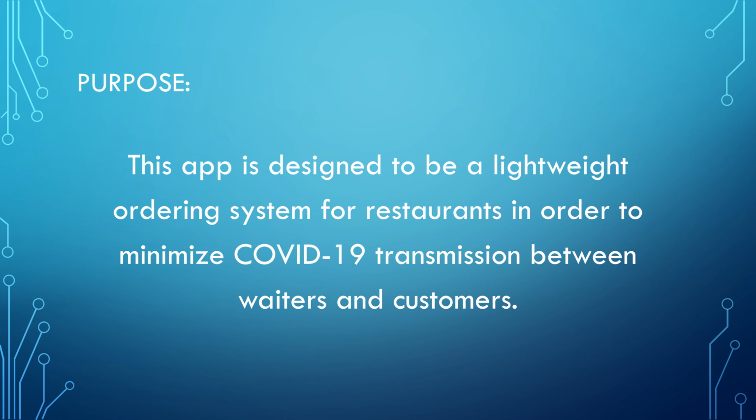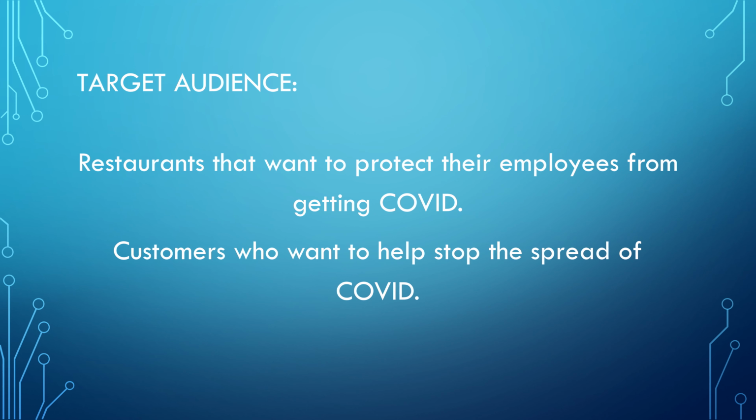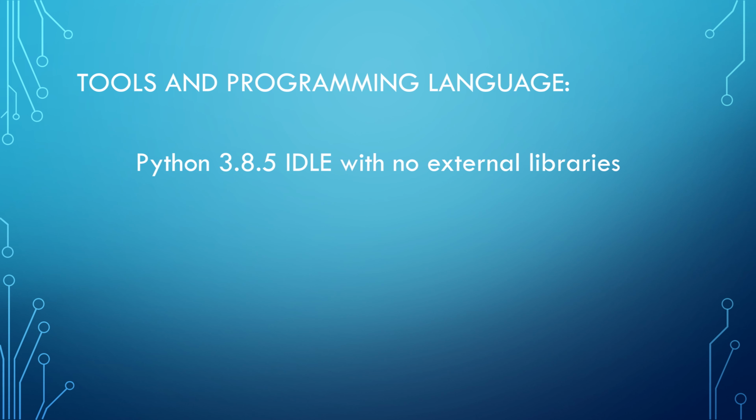The purpose of this app is to be a lightweight ordering system for restaurants in order to minimize COVID-19 transmission between waiters and customers. The target audience of this app is restaurants that want to protect their employees from getting COVID and customers who want to help stop the spread of COVID by not transferring it to their waiters.